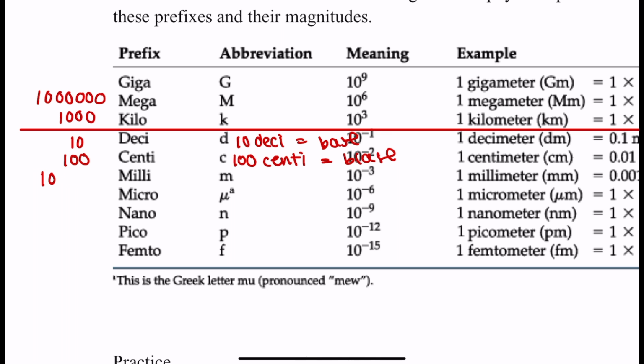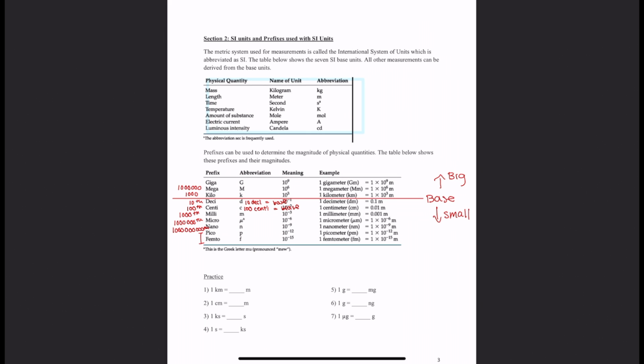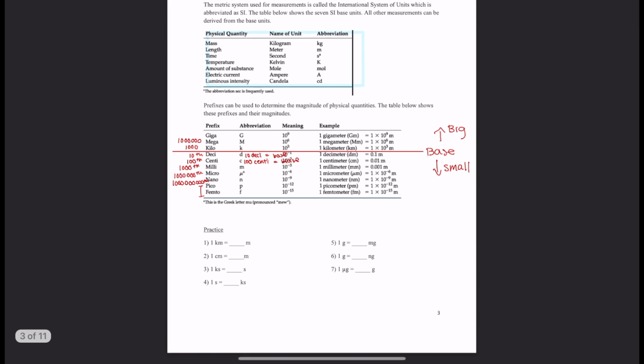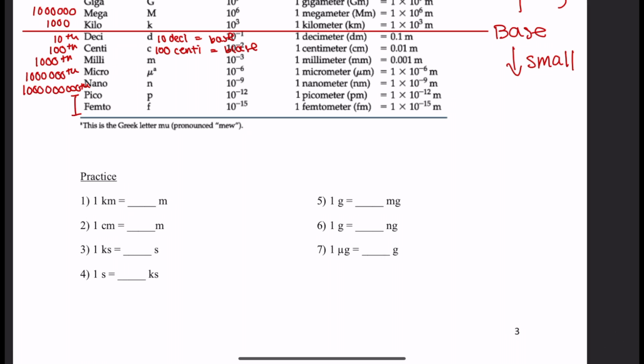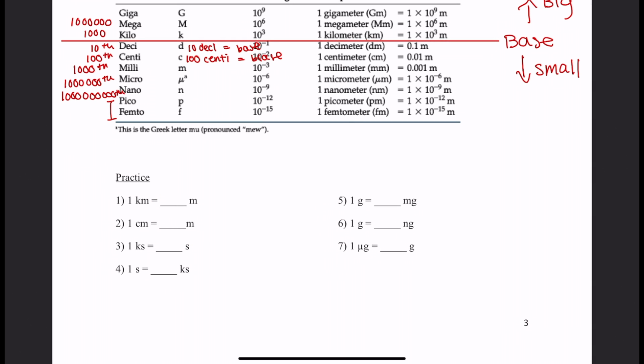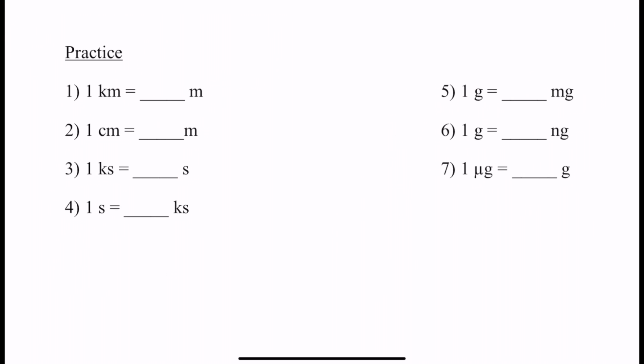Milli is 1,000th. And then micro is also really common, which is going to be 1,000,000th. Nano is also really common, and this is 1,000,000,000th. And then pico and femto, I barely see those, but it's good to know. It depends on your professor. So there you go. And then here we go, let's go over these questions.